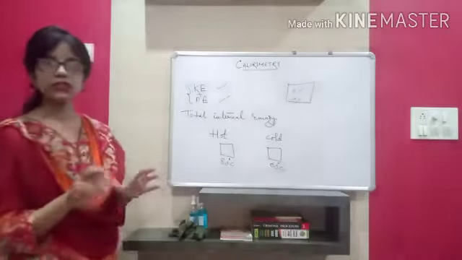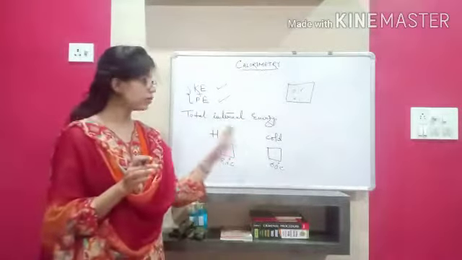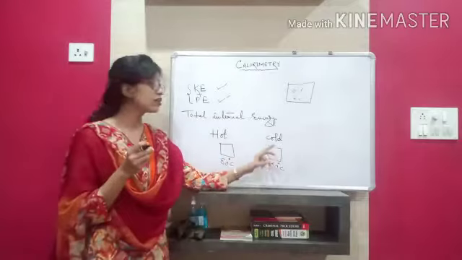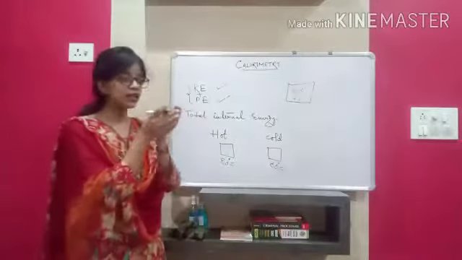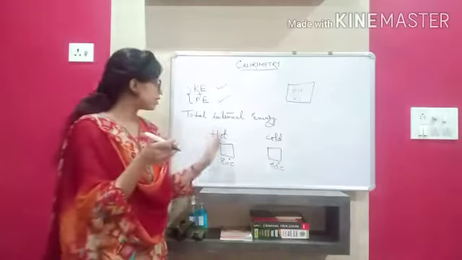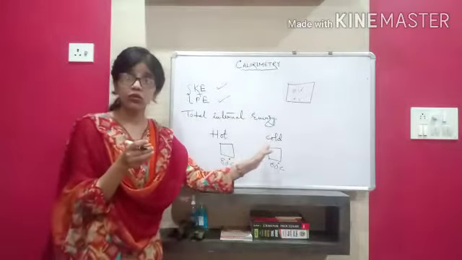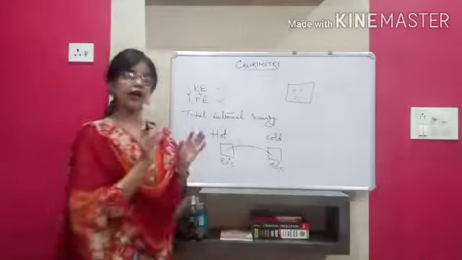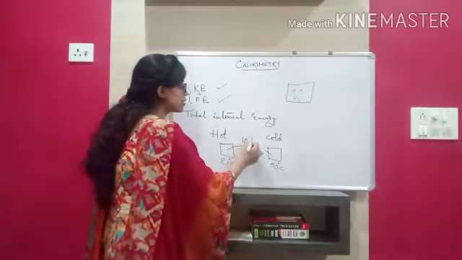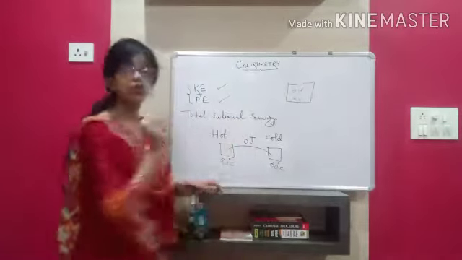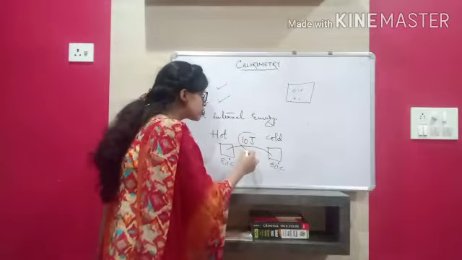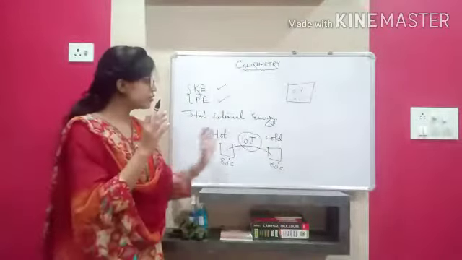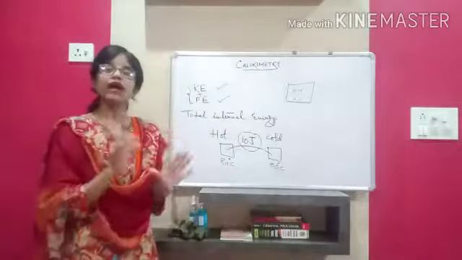I am just writing the temperature so that you can understand that one is hot and one is cold, meaning that this one will have more total internal energy and this will have less total internal energy. And when they come in contact, when we put them together, the energy will flow from the hot body to the cold body. Let's say 10 joule of energy flows from the hot body to the cold body. The energy which is transferring to make them at an equal level is known as heat.